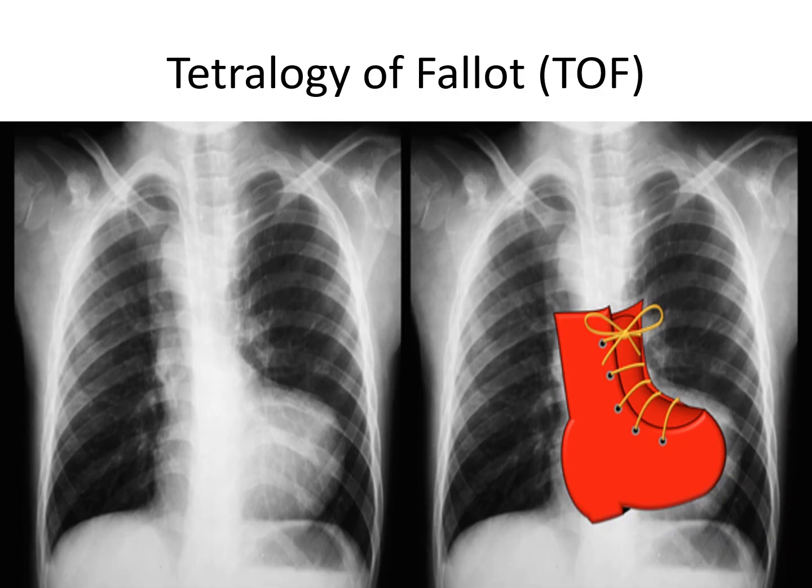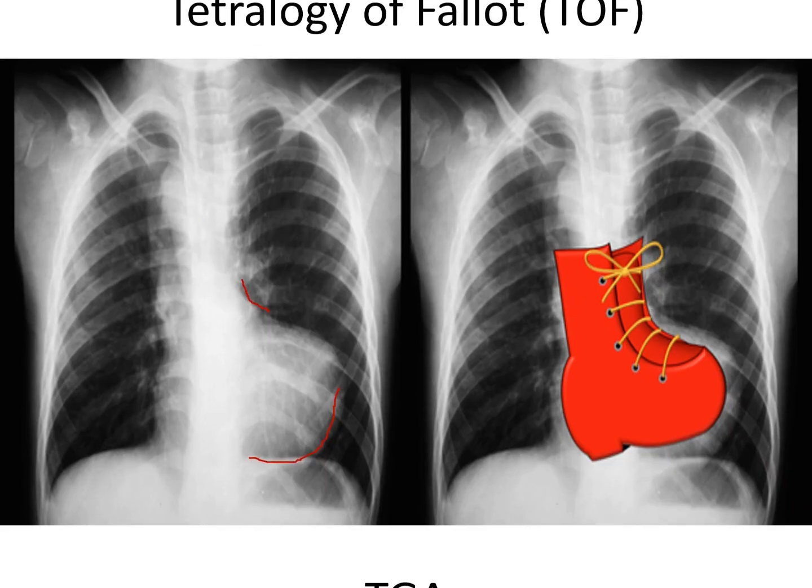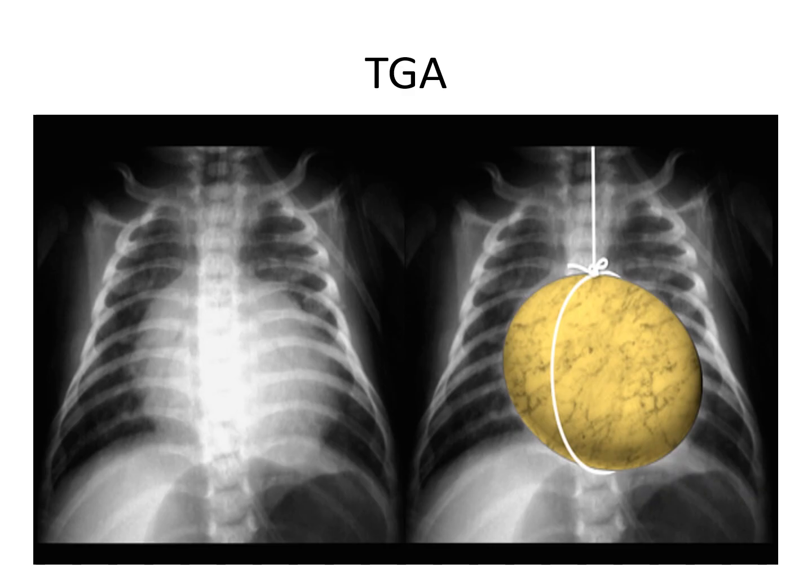So we can see here that the tetralogy of Fallot shows the boot-shaped heart due to the concavity in the pulmonary artery region due to the pulmonary stenosis, and right ventricular hypertrophy leads to the upward lift of the cardiac apex. So this leads to the appearance of the boot-shaped heart, and it is associated with pulmonary oligemia or decreased vascularity or flow within the pulmonary artery, and in 25% of cases it is associated with the right-sided aortic arch.